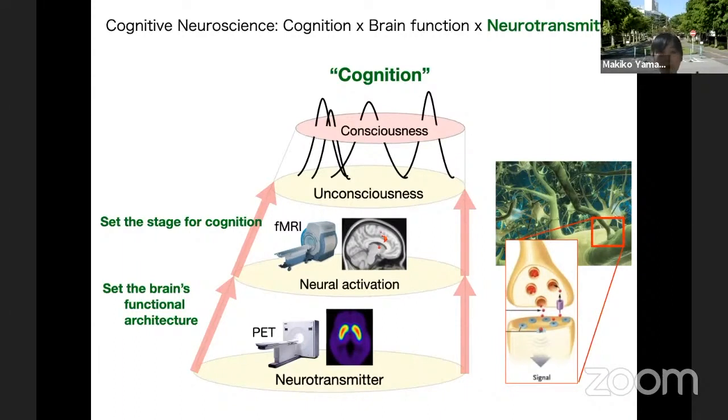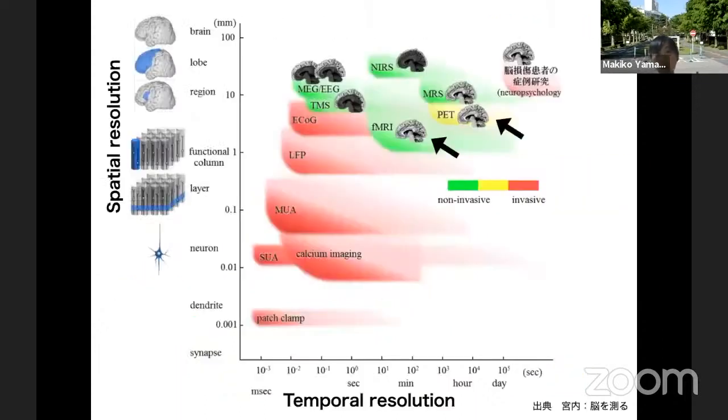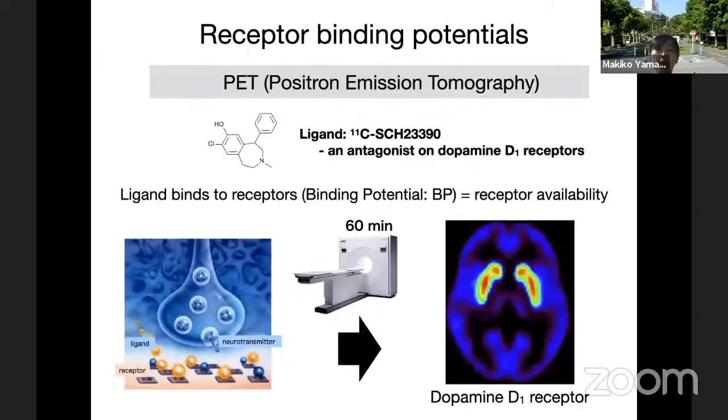Today, I'm going to introduce how we can apply PET imaging into cognitive neuroscience. Indeed, PET has low temporal resolution compared to fMRI. For instance, we have to have a subject lie down inside the scanner like 60 minutes, or sometimes 2 hours, to obtain one data from each subject.